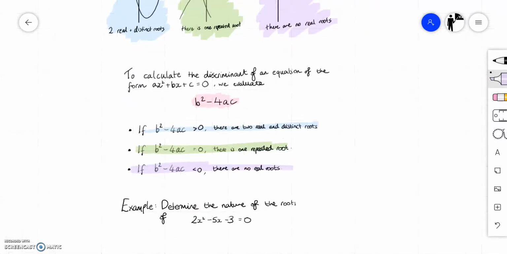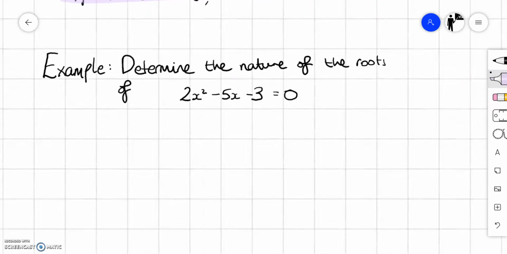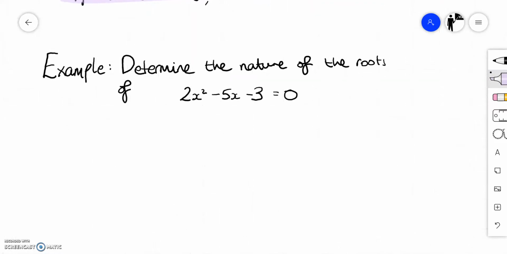Okay, so let's try and use this now and apply this in a few problems. Determine the nature of the roots. The question here is asking us to determine the nature of the roots. It doesn't actually say calculate the discriminant. But when it says determine the nature of the roots, that's asking how many roots are there? Are there two roots? Is there one root, or are there no roots?